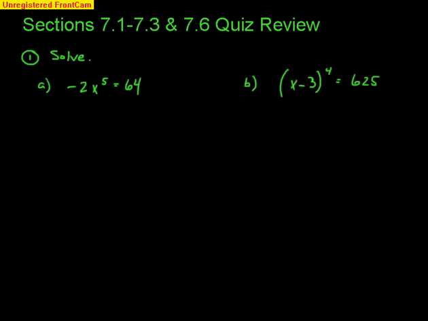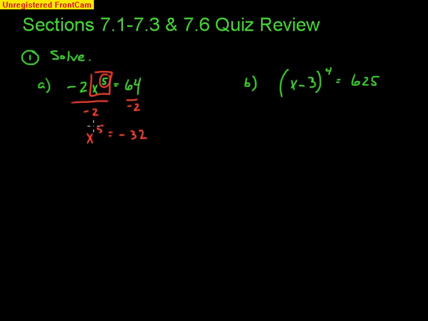Alright, so here's the first problems we're going to work on. A couple of solve the equation. Now, in these problems, you're going to have an exponent. So here we have the fifth power. What is being raised to that fifth power? Well, only the x is. So let's get the x by itself. Let's get rid of this 2. Divide by -2. So that gives us x to the fifth equals -32.